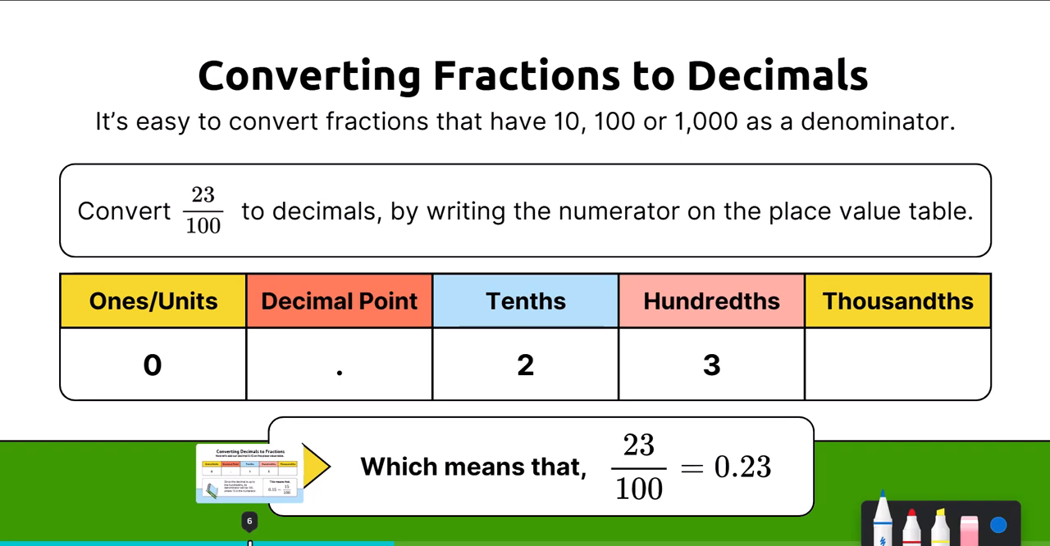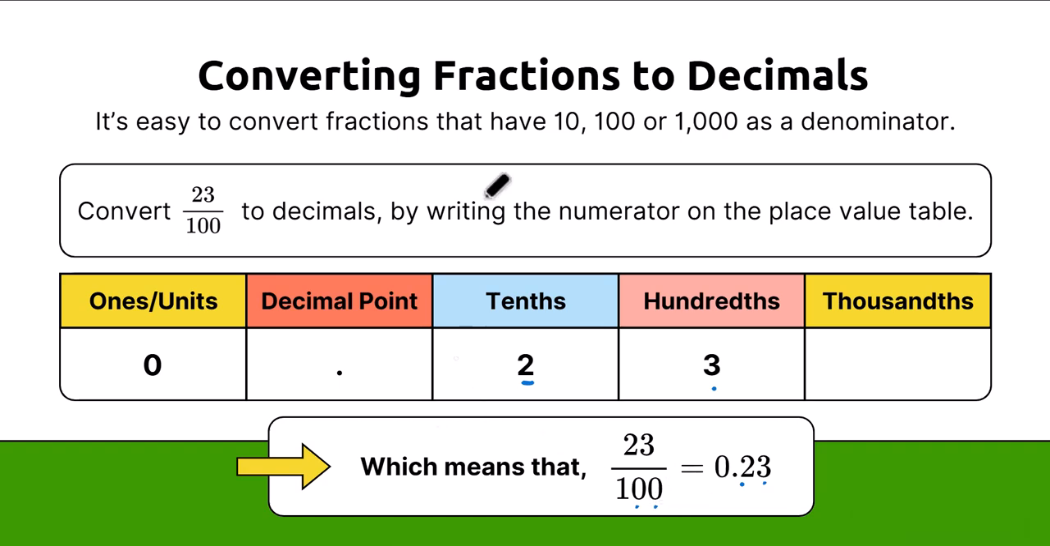Can you convert 23 upon 100 to decimals? By writing the numerator on the place value table, as you can see, 2 and 3 are written in the tenths and hundredths places. It's easy to convert fractions that have 10, 100 or 1000 as the denominator. You can easily convert 23 upon 100 to decimals by writing the numerator on the place value table.